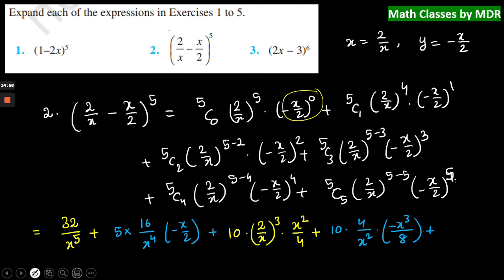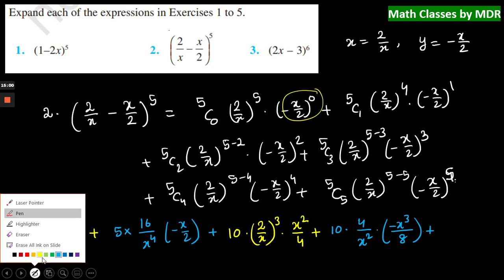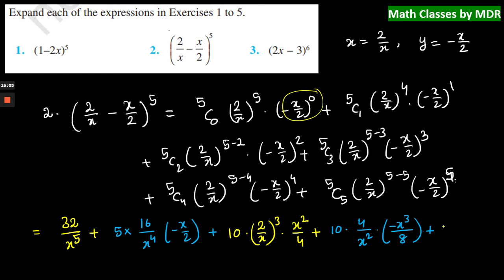Now taking the next term, this is 5C4. 5C4 is nothing but 5C1, and 5C1 is nothing but 5. 5 into (2 by x) whole to the power 5 minus 4, that is 2 by x whole to the power 1, into (minus x) whole to the power 4, that is x power 4 by 2 to the power 4. 2 to the power 4 is 16, plus 5C5, that is 1. (2 by x) whole to the power 5 minus 5 is 0, so that is 1, and minus x by 2, that is minus x to the power 5 by 2 to the power 5, which is 32.